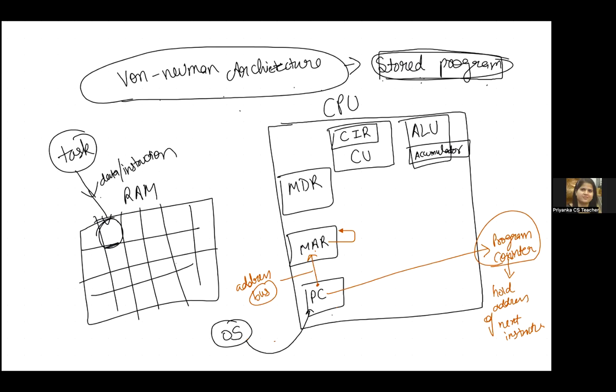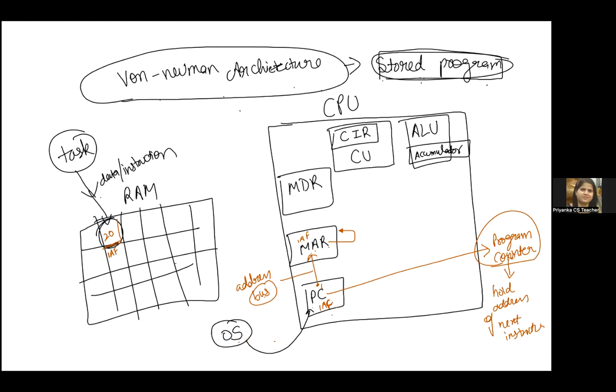Let's say this is your instruction, any instruction, and let's say the address of this place is 1AF. So the operating system will load this address to the PC. Then this address will go to the MAR through the address bus. And once the MAR gets this address, what will happen?